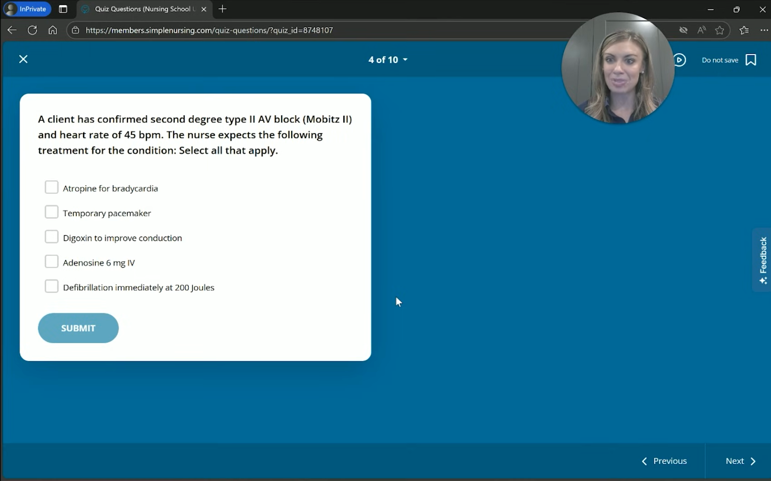But again, are they symptomatic? Because some people can have a low heart rate, and that's normal and expected. A temporary pacemaker, I know that we do that with a third degree heart block. So I'm thinking maybe digoxin. Digoxin digs for a deeper contraction.